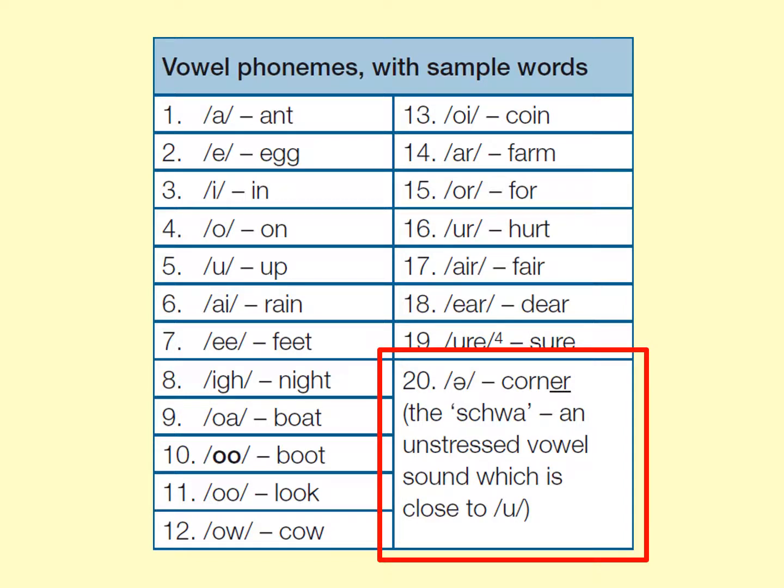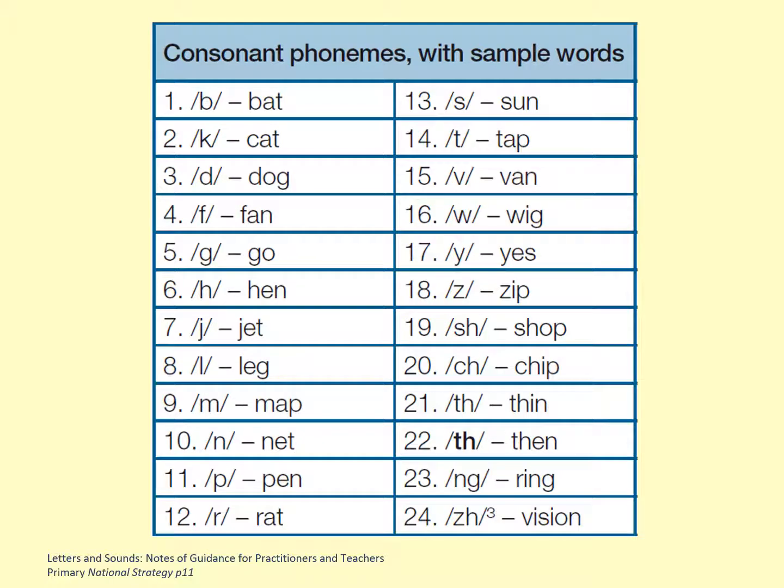One last vowel sound is the schwa. And the schwa is the most common vowel sound in English. And it's the sound as in "corner" and "the". And it's written using an upside down E, which is from the phonetic alphabet. So now let's look at the consonants.